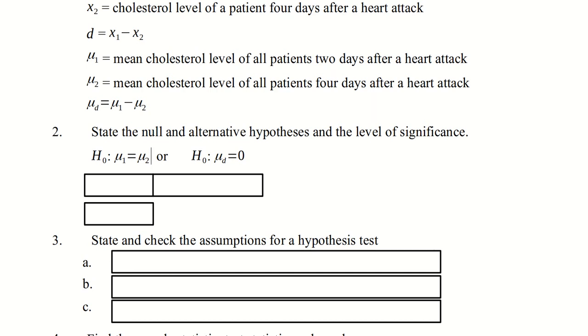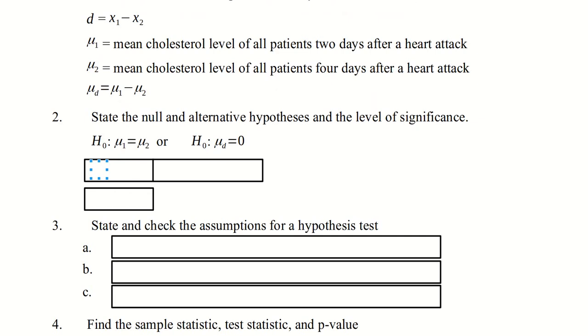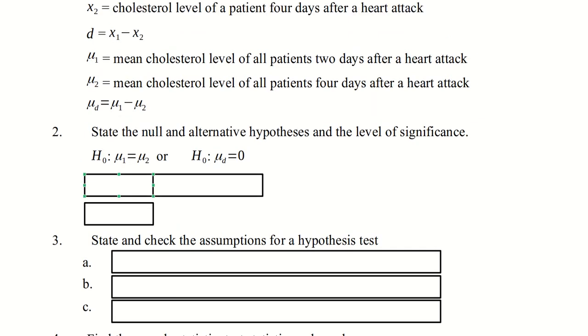Now, the alternative hypothesis comes from what it is that we are trying to establish. And we are trying to establish that the amount of cholesterol in heart attack patients reduces. That is, that the population mean 4 days after a heart attack, that is mu sub 2, is less than the amount of cholesterol 2 days after a heart attack, that is mu sub 1.